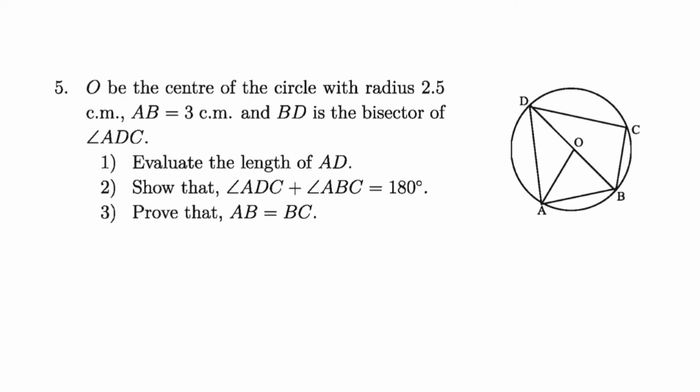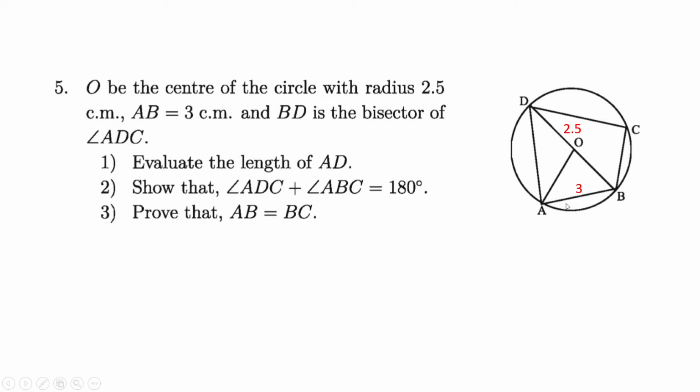Now question 5. O is the center of the circle with radius 2.5. This is the circle. Here O is the center of the circle with radius 2.5. That means OD equals 2.5 centimeter, and AB equals 3 centimeter, and BD is the bisector of ADC. Here you can see that BD passes through the center, so BD is the diameter.